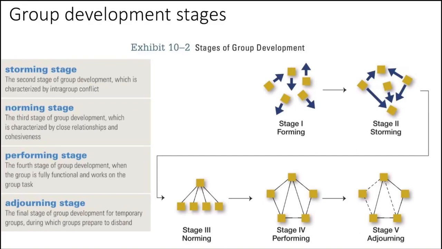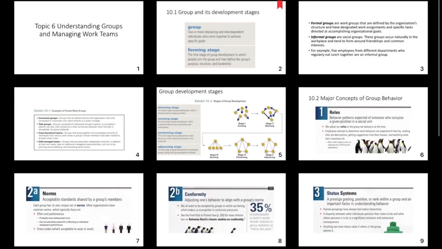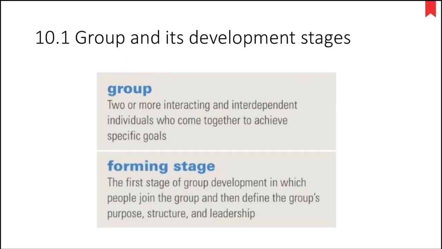Okay. Alright, so moving on to the group development stages. This stage kita nak cerita pasal how from the beginning of everything, baru nak kenal apa semua tu, kita nak form group. Okay, this is the place that we are formally educated, macam kita nak tahu this process. So we begin with the first stage, which is forming stage. Forming stage ni dekat second slide. Okay, let me go back to the slide. So this one. Okay, so forming stage, the first stage of group development in which people join the group and then define the group's purpose, structure and leadership.